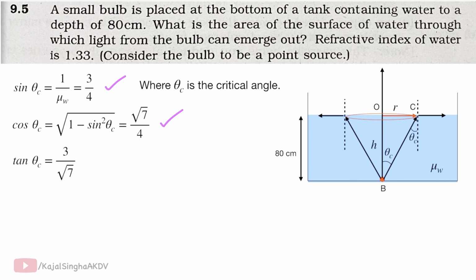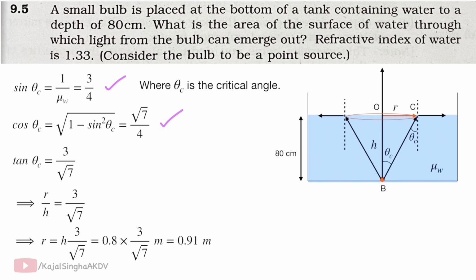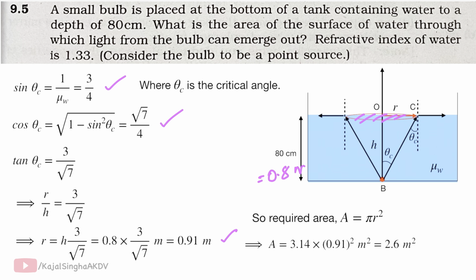Now from right angle triangle BOC, we can see that tan theta c equals r by h. So r by h equals 3 by root 7, or r equals h into 3 by root 7. If we put the value of h, which is 80 centimeter equal to 0.8 meter, we get r equals 0.91 meter. So the area of this circle through which light comes out from water to air is A equals pi r square, and after putting the value of r, we get 2.6 meters square.